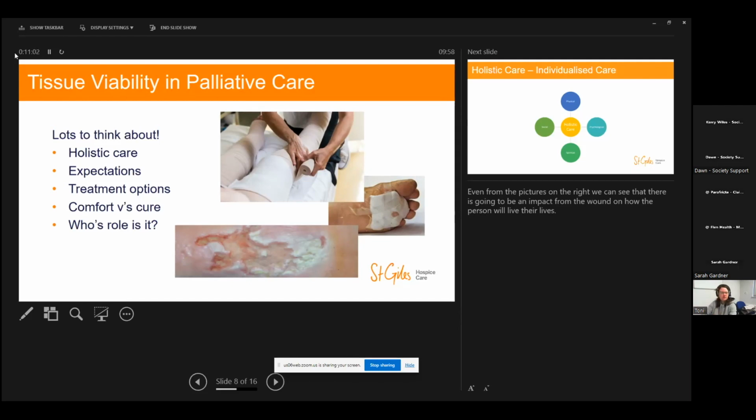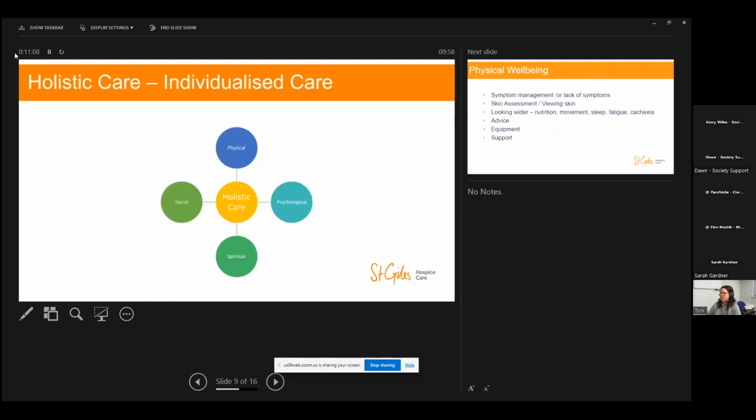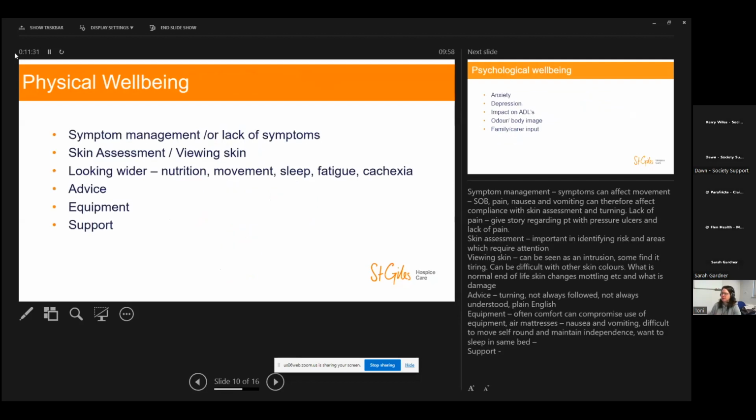So I just wanted to start by looking at that holistic care element. Generally we have four areas: the physical, psychological, spiritual, and social. What I wanted to do was think of that from a wound care and tissue viability point of view. Like I said, just to set you up for the day, as you go through your different speakers, try to relate it back to this if you can.